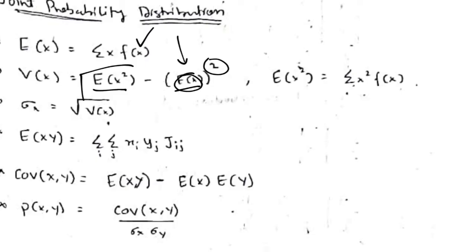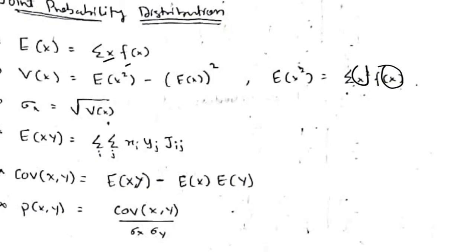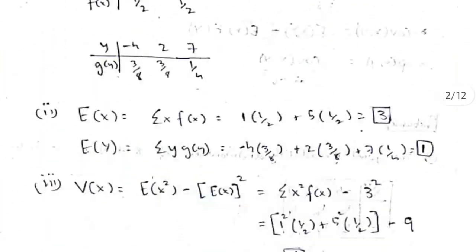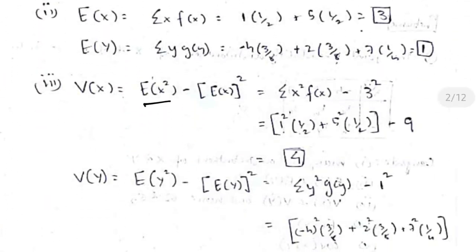But for the first term, E of x square, this is a new term for us. Let's see what it is. That is nothing but x square into f of x. Like we did x into f of x, we will find x square, then multiply with f of x. Okay, so let's see how to do that. E of x square minus E of x whole square, this we already know, it is 3 here, so 3 square will be written as 9.